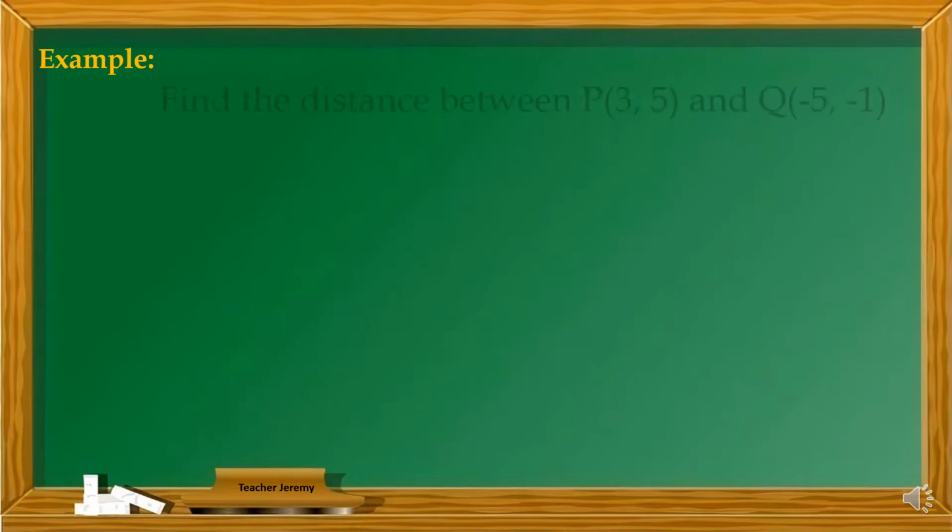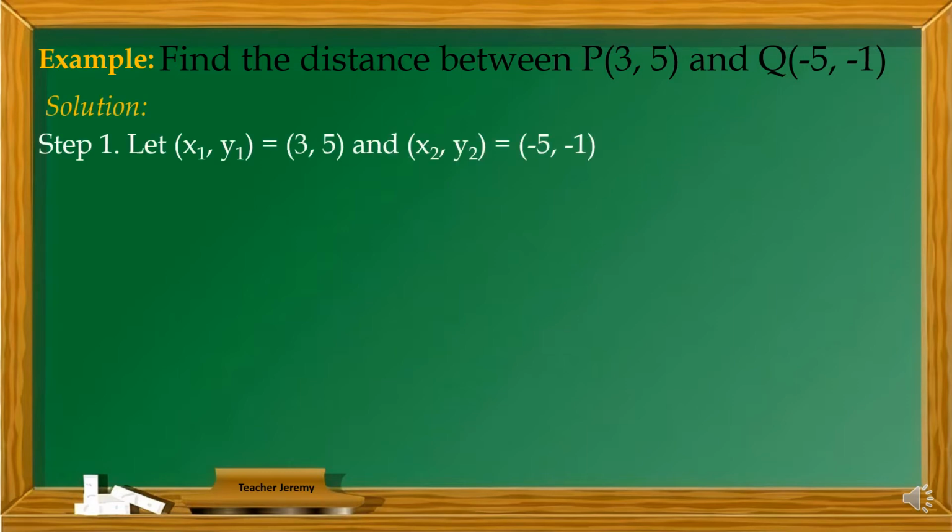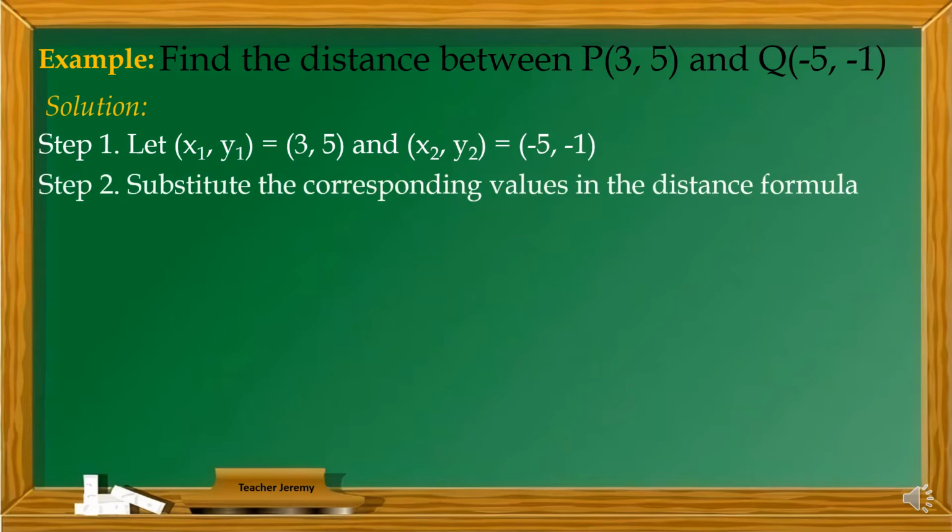For example, find the distance between point P and point Q. In point P, we have 3, 5, and point Q, we have negative 5, negative 1. So, you are going to let x sub 1, y sub 1 as the point P and x sub 2, y sub 2 as your point Q. After that, you can now substitute these values to the distance formula.